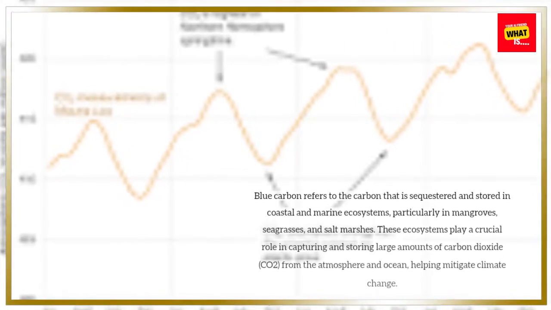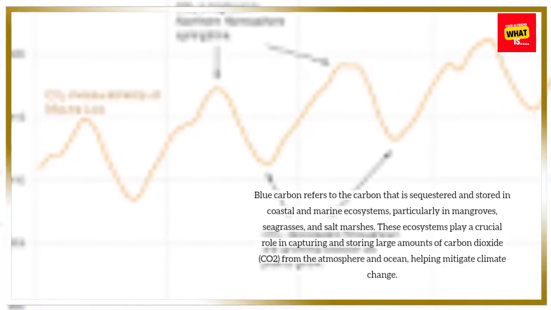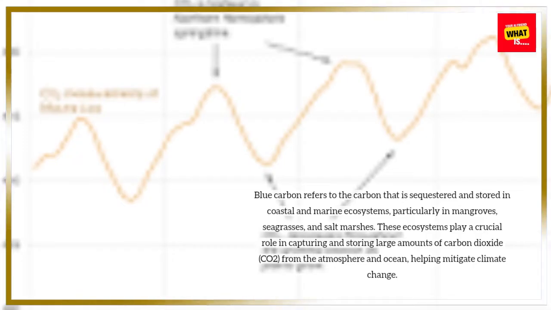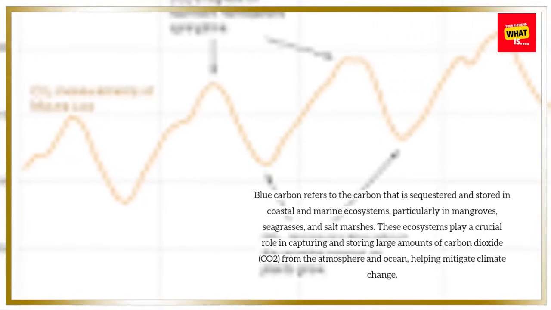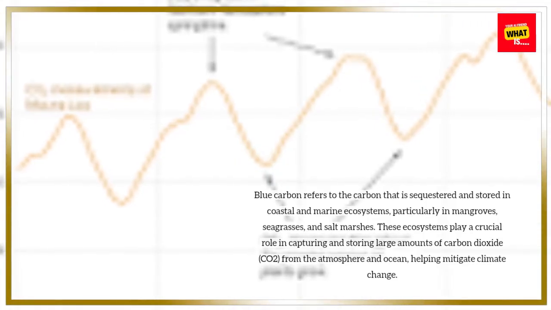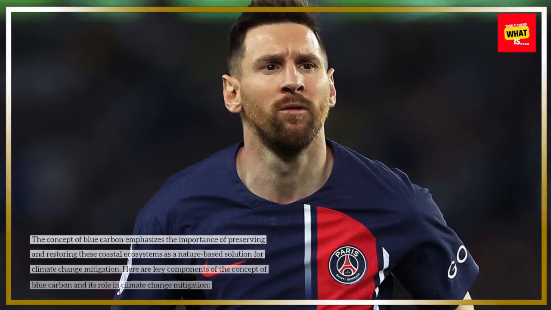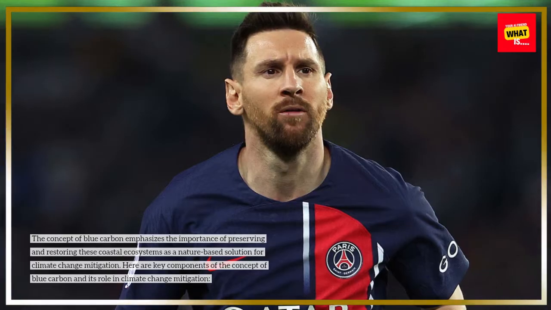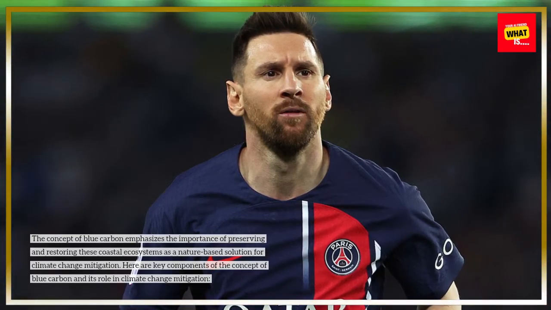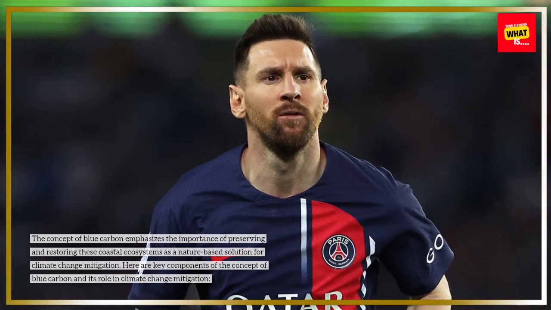Blue carbon refers to the carbon that is sequestered and stored in coastal and marine ecosystems, particularly in mangroves, seagrasses, and salt marshes. These ecosystems play a crucial role in capturing and storing large amounts of carbon dioxide, CO2, from the atmosphere and ocean, helping mitigate climate change. The concept of blue carbon emphasizes the importance of preserving and restoring these coastal ecosystems as a nature-based solution for climate change mitigation. Here are key components of the concept of blue carbon and its role in climate change mitigation.